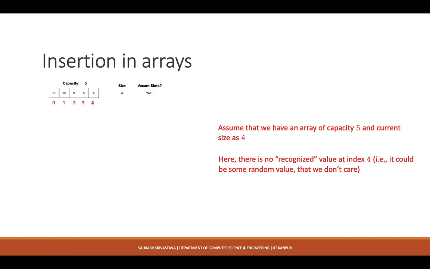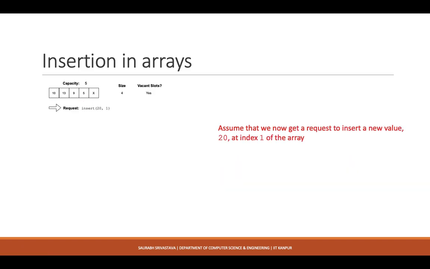It is not necessary that I essentially deleted this. Deletion essentially means that I simply don't care what it holds. So x means don't care. It could be any random value. It's just that I don't care about it. Now what happens is I get an insertion request. It says kindly insert the value 20 at index 1.